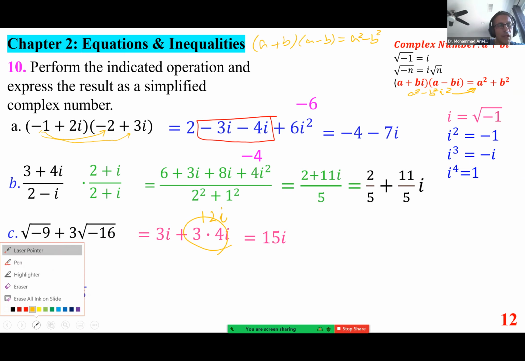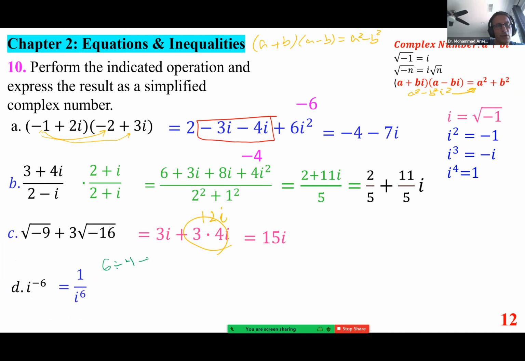I want to make sure everybody understands what I'm saying here. So 6 divided by 4, I'm interested in the remainder, which is 2. So 1 over I squared. And we know I squared is -1. And that's the final answer.